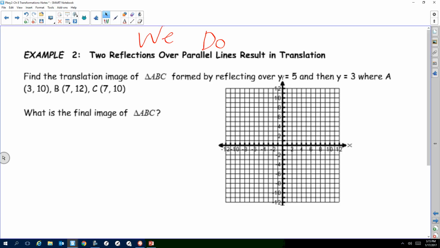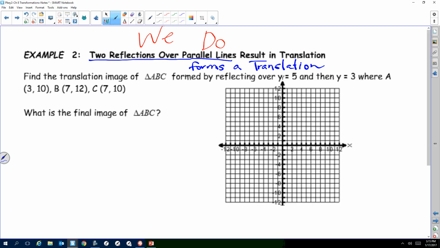All right. Last example, and then I'm going to check your four answers. First thing, we're going to write this down. If you have two reflections over parallel lines, this forms a translation. Get it? It will form a slide of the preimage. So let's just compound something.